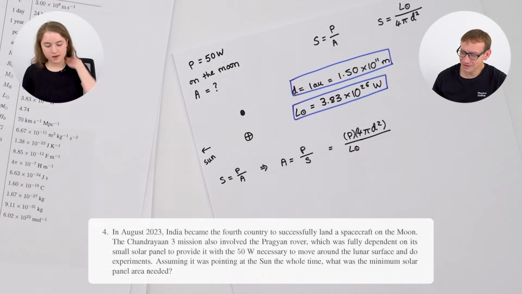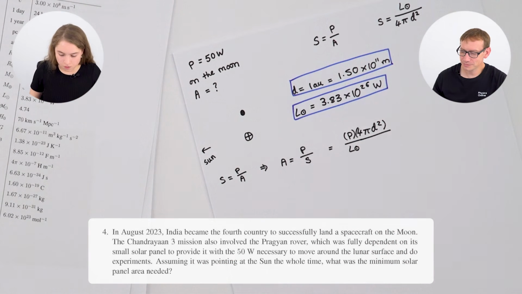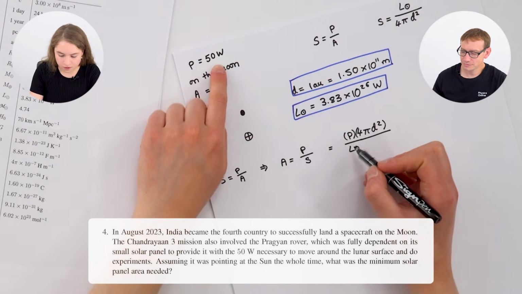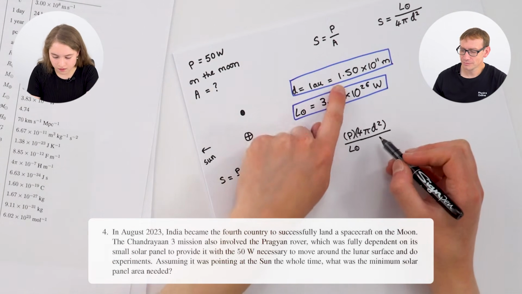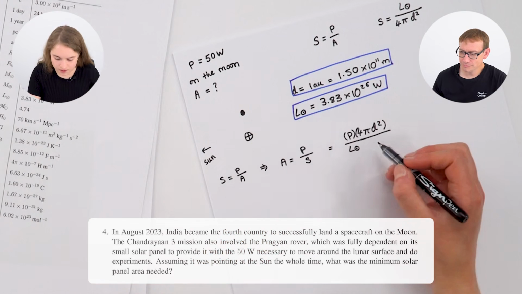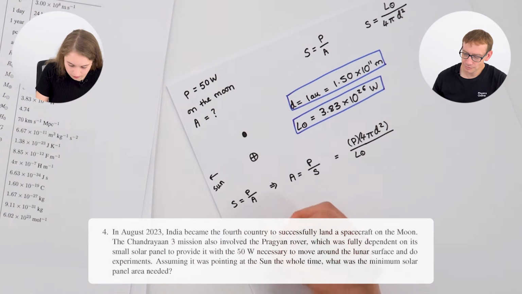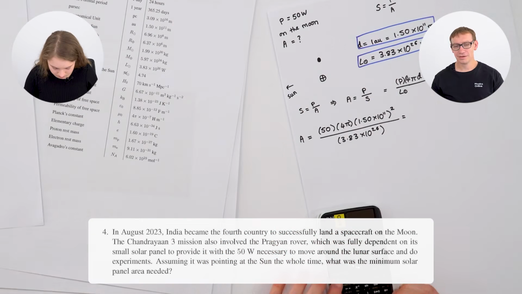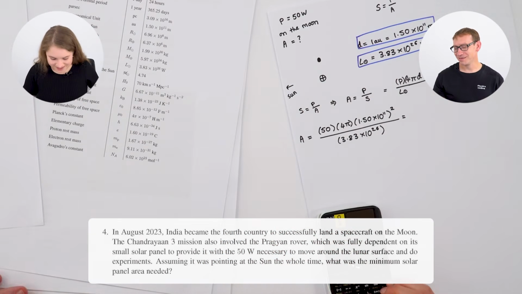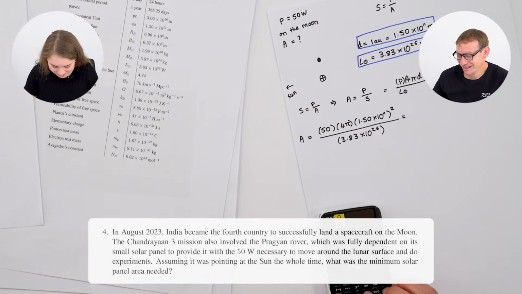We've substituted that in, and we've been given the power, that's 50 watts, that's the power we want. We know that the distance away is 1.5 times 10 to the 11 meters, and we also know the luminosity of the sun. So we can go ahead and put those values in now. And this time you're back to your own calculator, so you can see the fractions.